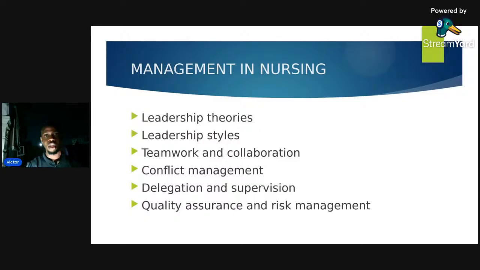So quality assurance and risk management. Quality assurance is telling us how we ensure that quality care is given to our patients, to our clients, whoever comes to seek medical intervention or surgical intervention, they receive adequate care. So there should be quality assurance. Every institution would carry out quality assurance because they have to ensure that they are giving out the best to their clients and to their patients.